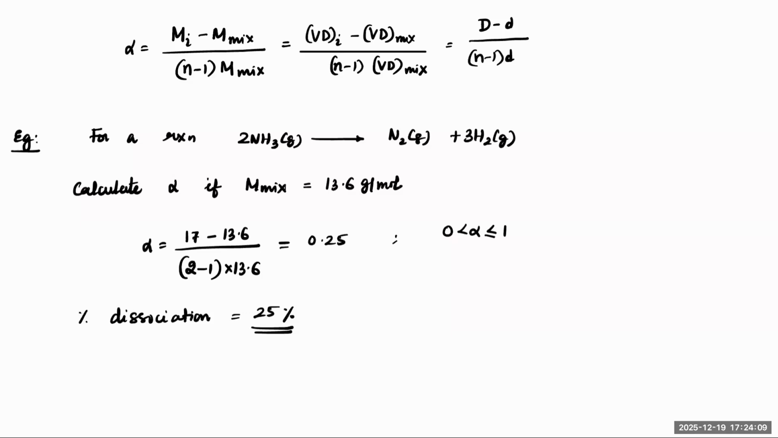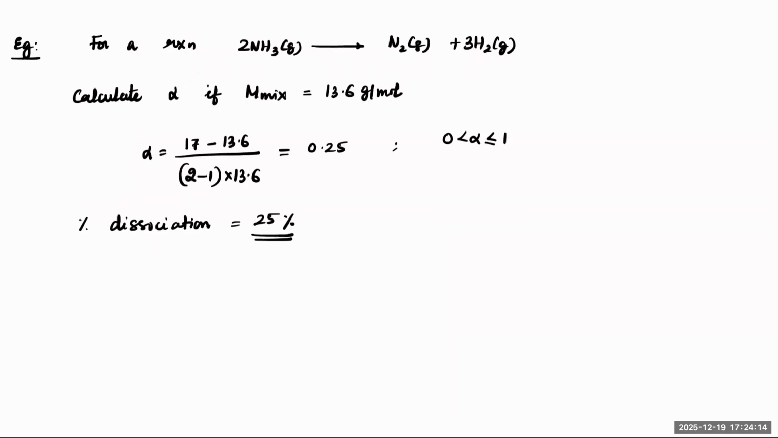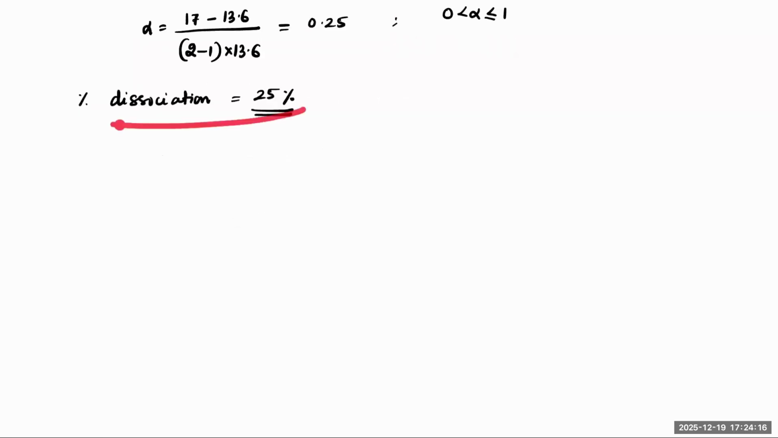Now the reverse can also be asked. That is, if the percentage dissociation is already given, using that case, how do we calculate the molar mass of the mixture? Correct? Or by calculating that, we can find out the density of the mixture. Correct? These kinds of cases can also be asked. So check out this example.